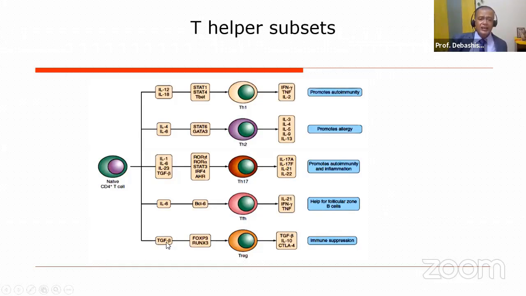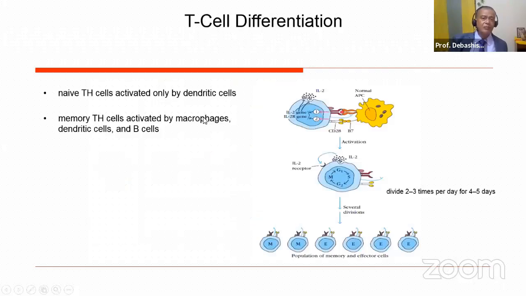And under the influence of TGF beta and FOXP3, they can also grow into T regulatory cells, and they produce TGF beta, IL-10 and CTLA4, and they cause immunosuppression. They suppress any immune response and may sometimes even enhance infection, but they keep a check and balance on developing autoimmunity and aggressive immune response. So this is a very important picture to remember.